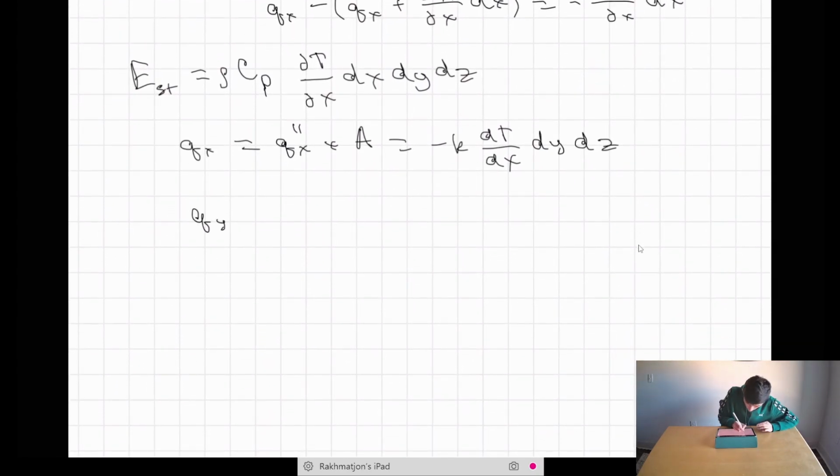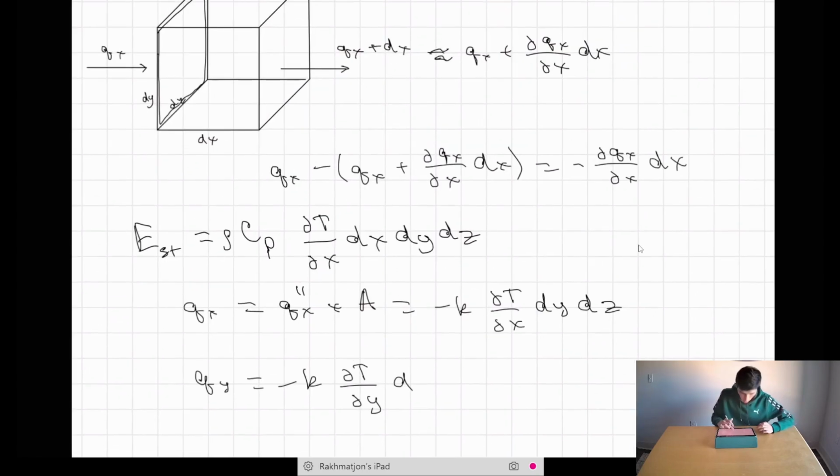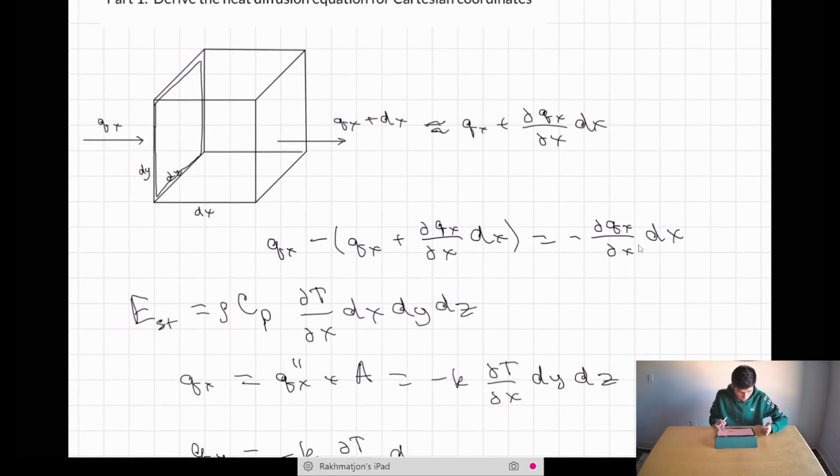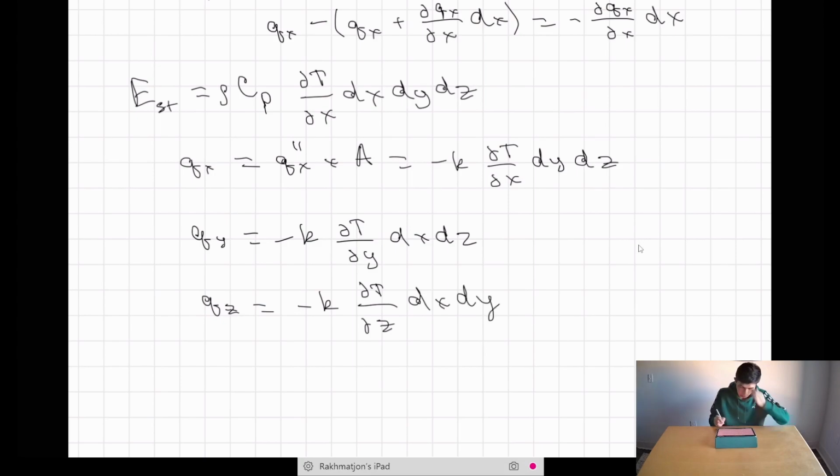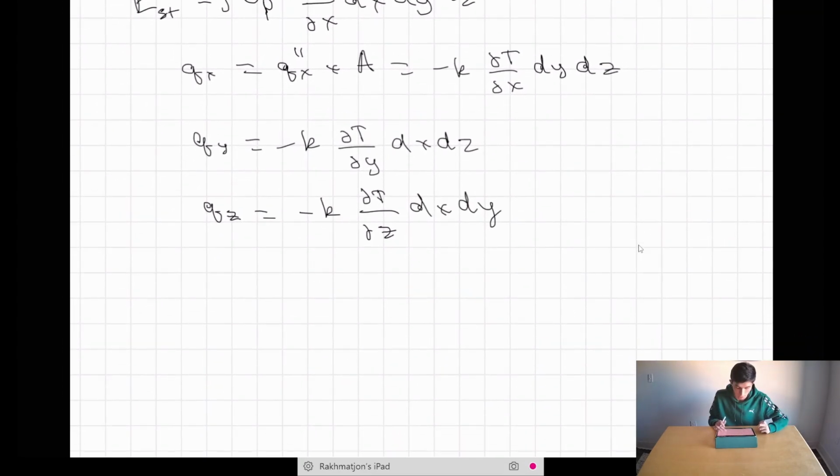So qy is going to be negative k times the small change in temperature over small change in y. So when we're moving in y, that's going to be dx times dz, and for the z axis that's going to be negative k times small change in temperature over small change in z distance, times dx times dy, which is going to be the area, right? Okay.